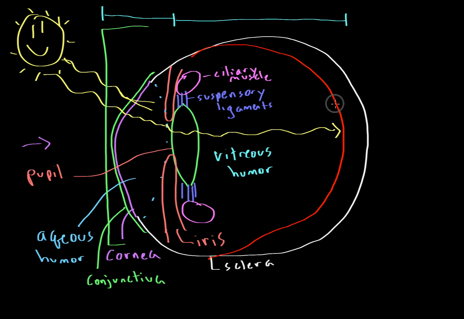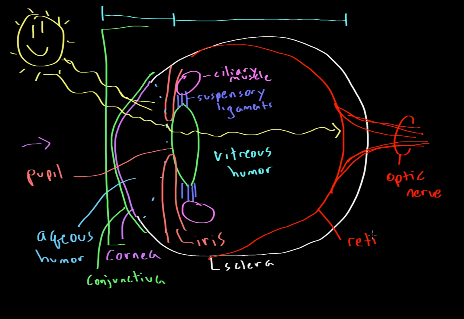So the retina sends fibers through the back of the eye so that the fibers can actually go to the brain. And these fibers form something known as the optic nerve. So this is the optic nerve, and let me just label this retina. So the retina sends fibers through the optic nerve, which goes to the brain, and then you're able to make sense of what you're looking at.